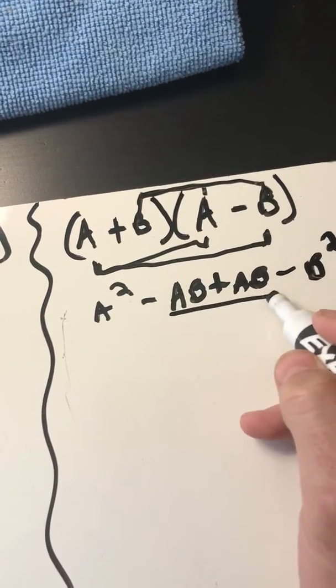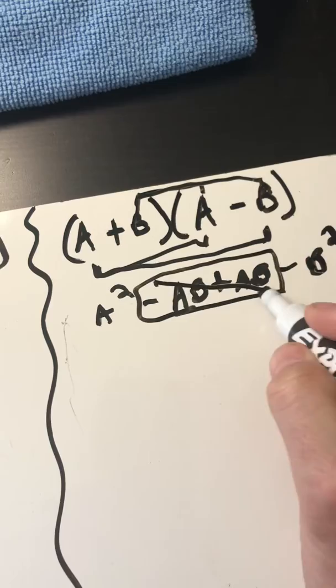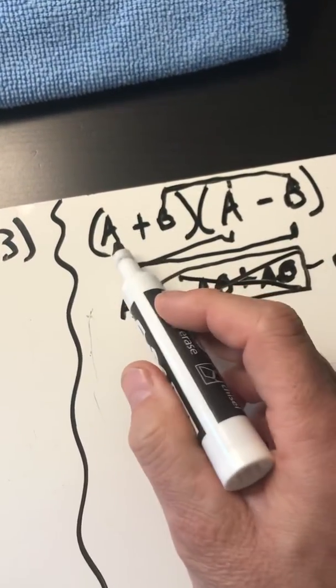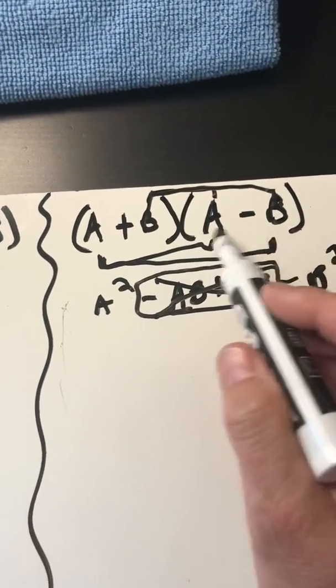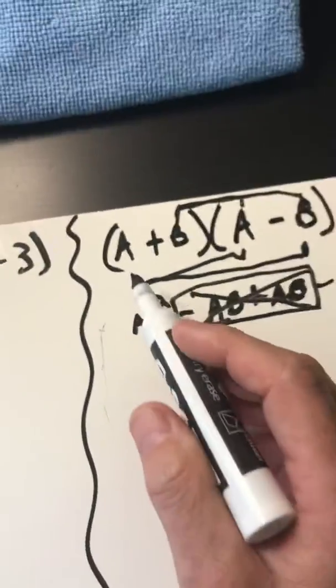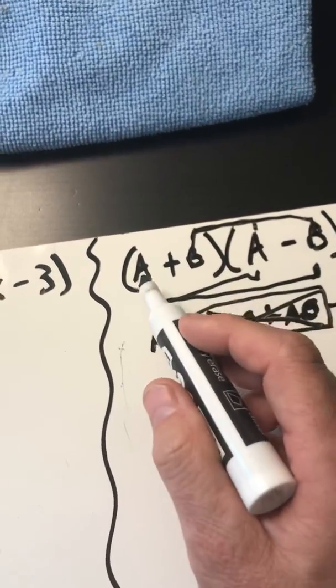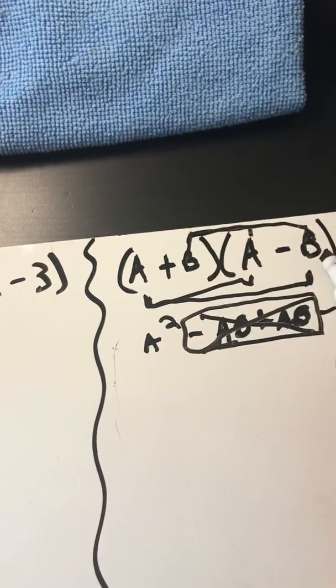I want you to notice that these two middle terms cancel out. Really, all you need to do, if it's the same terms first and second in each parentheses, one's a plus, one's a minus, that's the difference of two squares. So you do the first times the first, a squared, and then the last times the last, minus b squared.